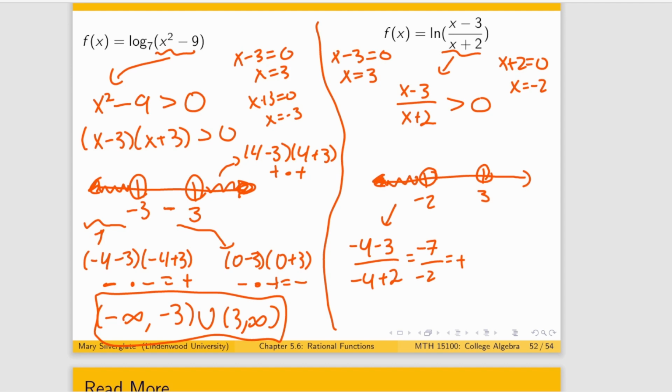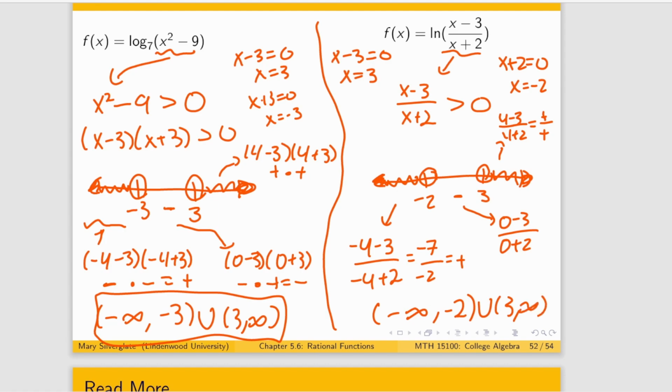Something in between negative 2 and 3 might be 0. So 0 minus 3 over 0 plus 2, that's a negative divided by a positive is a negative. We don't want to shade them in. Something beyond 3 would be something like 4, so 4 minus 3 over 4 plus 2. That is a positive divided by a positive. We are good. We do want to shade them in. So our final domain would be negative infinity to negative 2, union 3 to infinity.